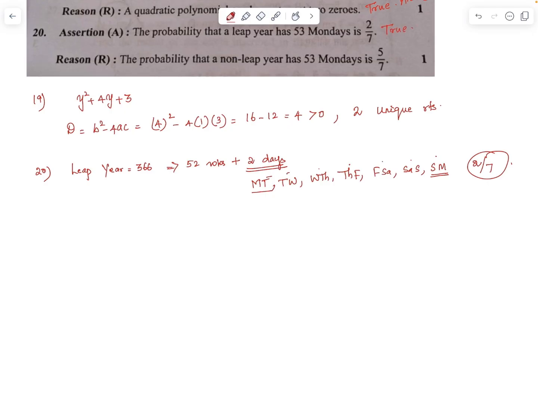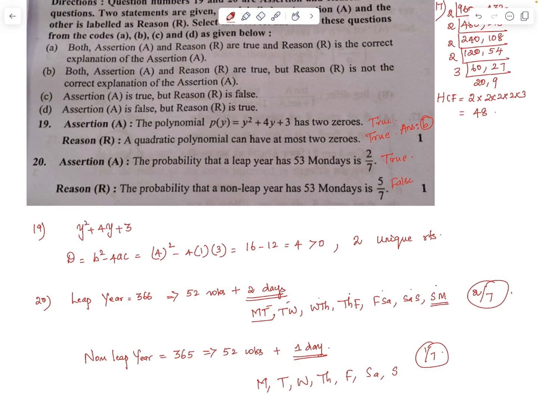Coming to the reason statement, the probability of a non-leap year has 53 Mondays is 5 by 7. For a non-leap year, the number of days is 365, which is 52 weeks and 1 day. Let's check the possibilities for this 1 day. It could be any one of these: Monday, Tuesday, Wednesday, Thursday, Friday, Saturday, Sunday. So the probability of getting Monday is 1 upon 7. So the reason statement is false since it says 5 upon 7. Since the assertion is true and the reason is false, the answer for this is option C.